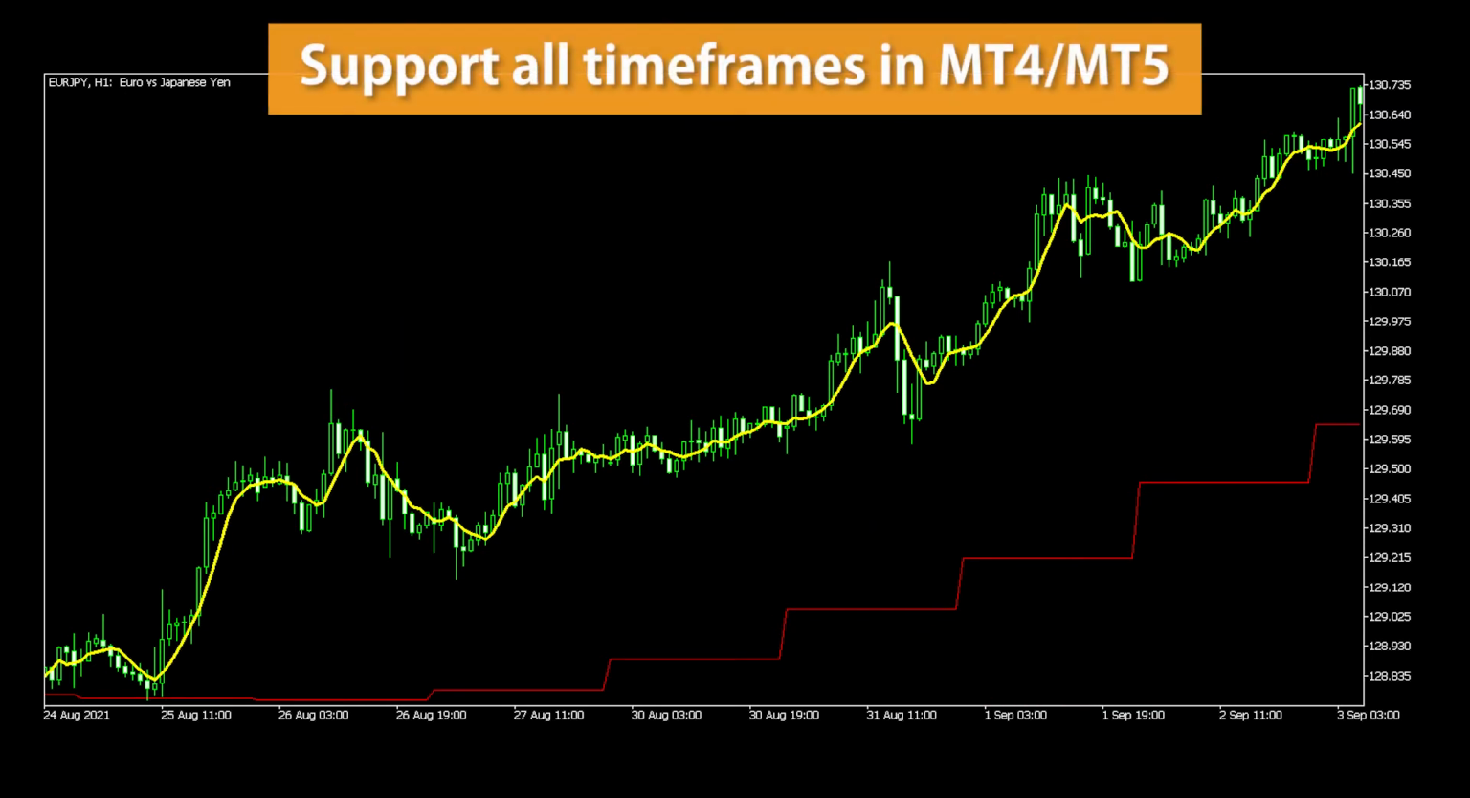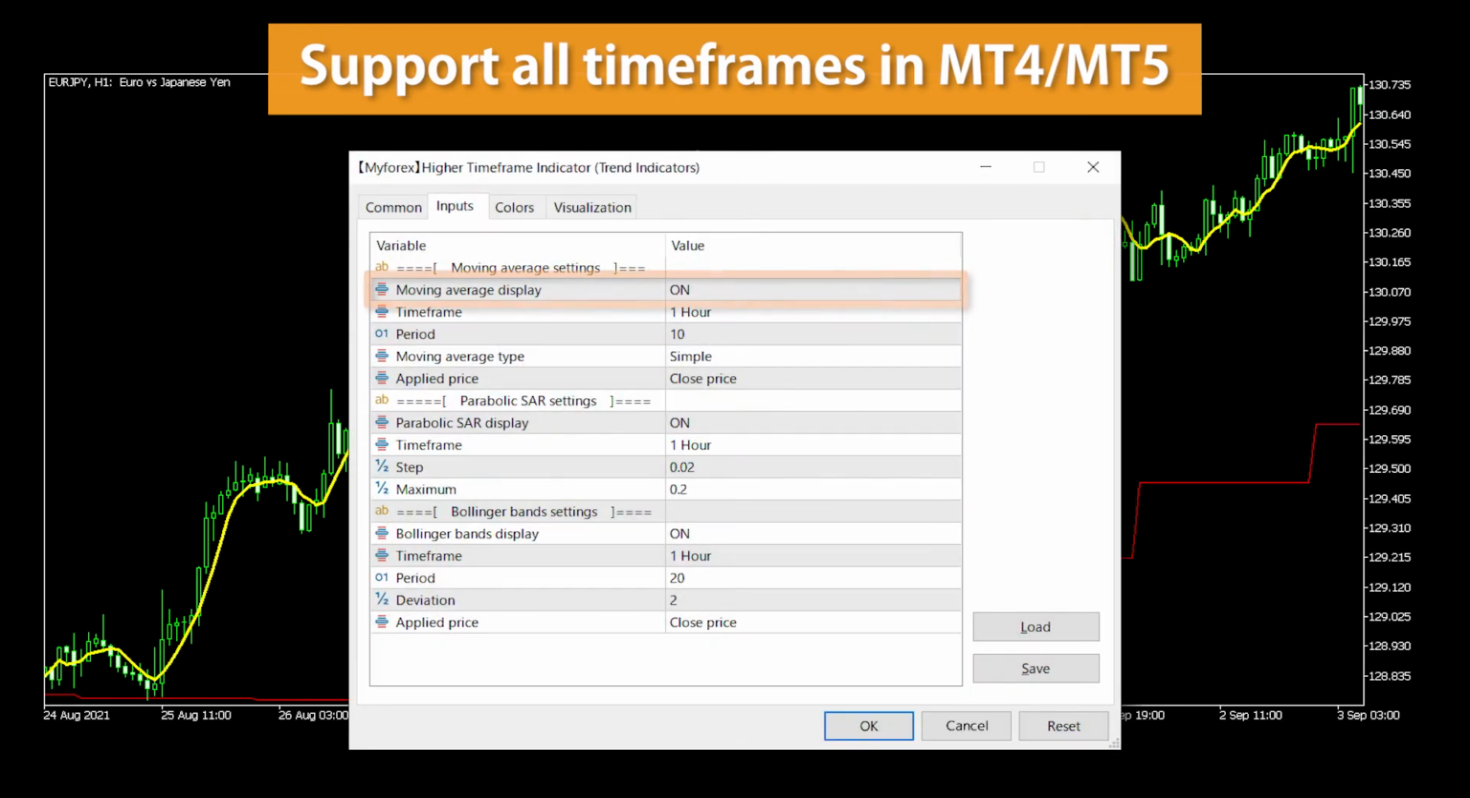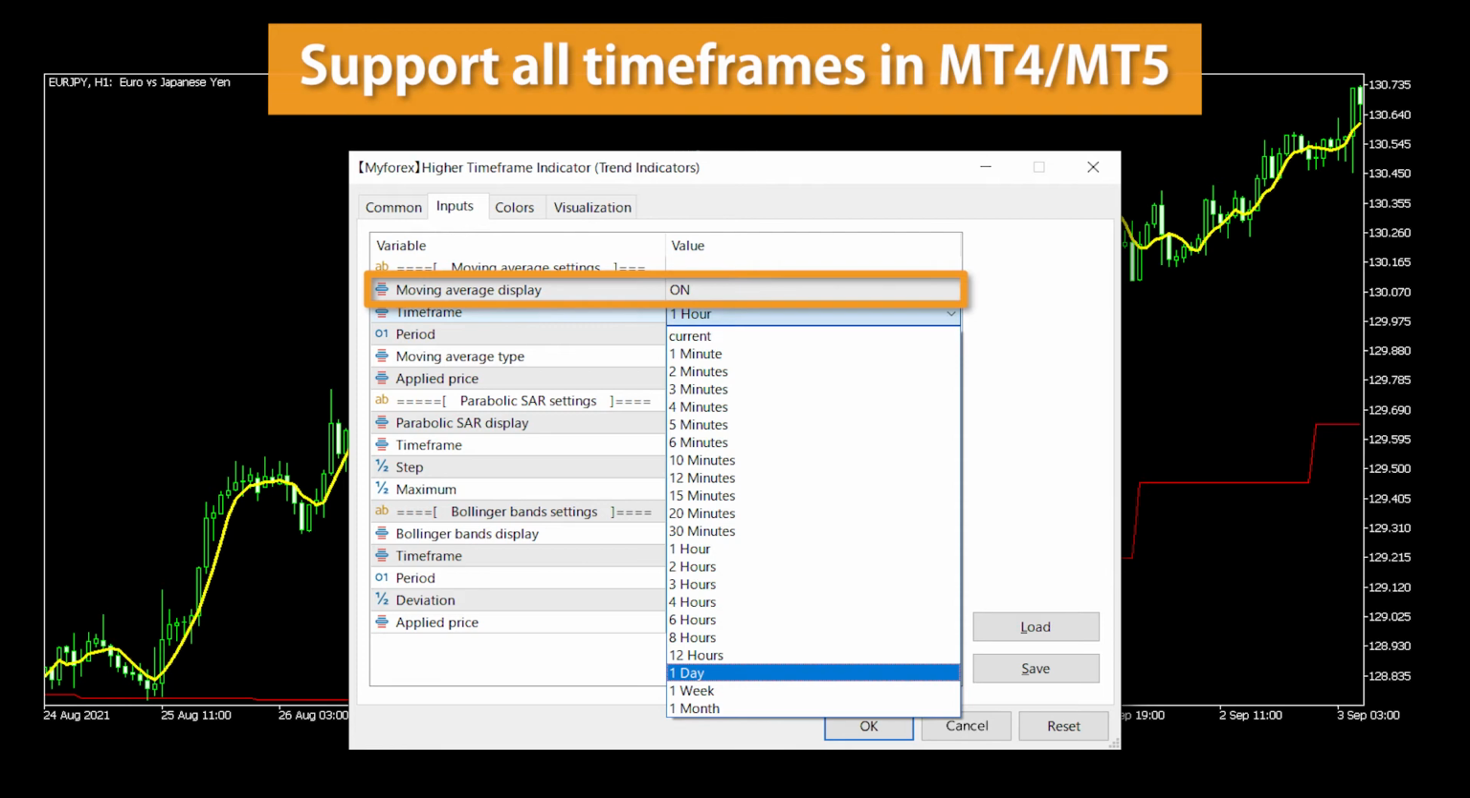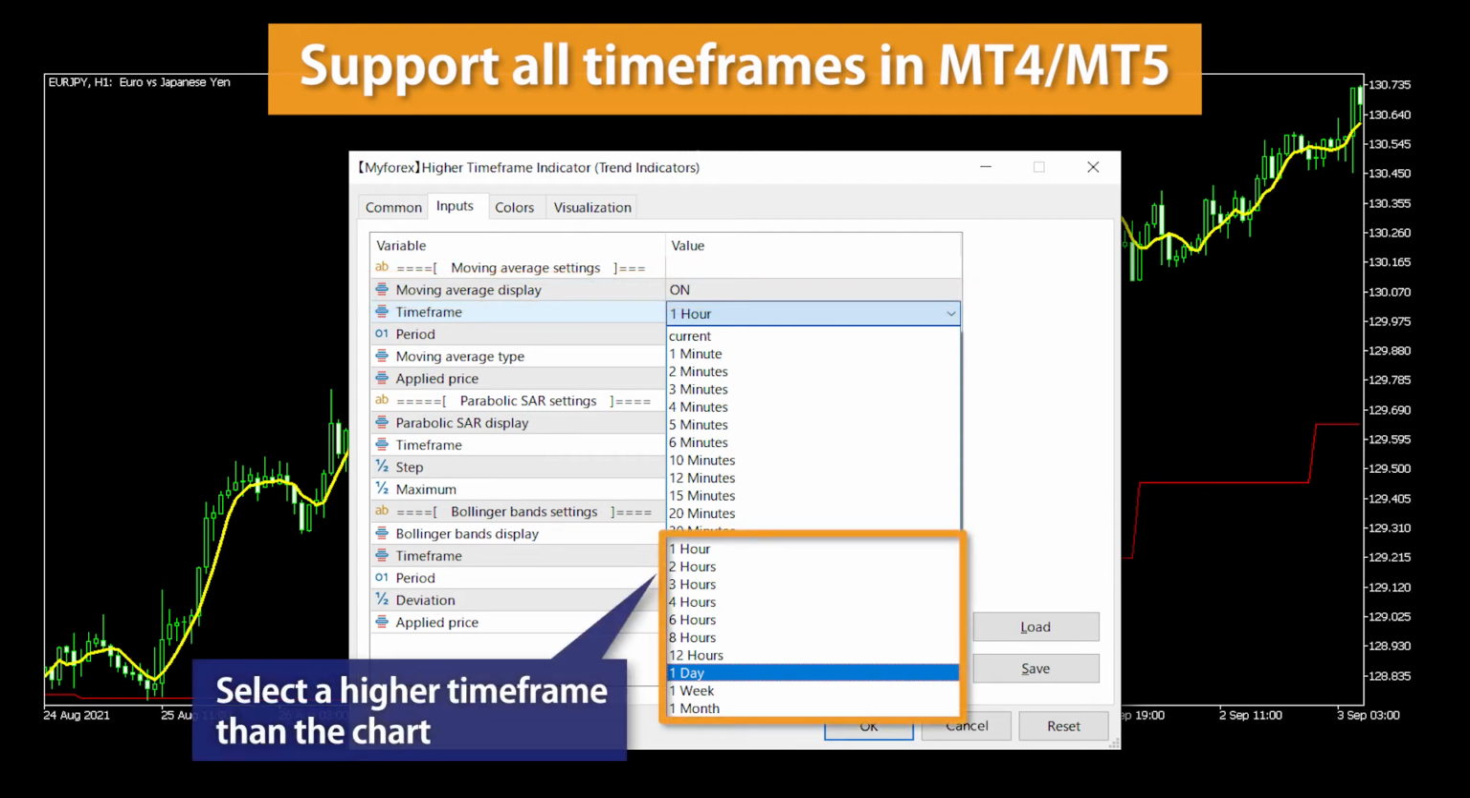This indicator can be used for all time frames available in MT4 and MT5. Select the time frame of your liking. Please note that you cannot display technicals with a time frame lower than the current chart. Make sure to select a higher time frame than the chart.